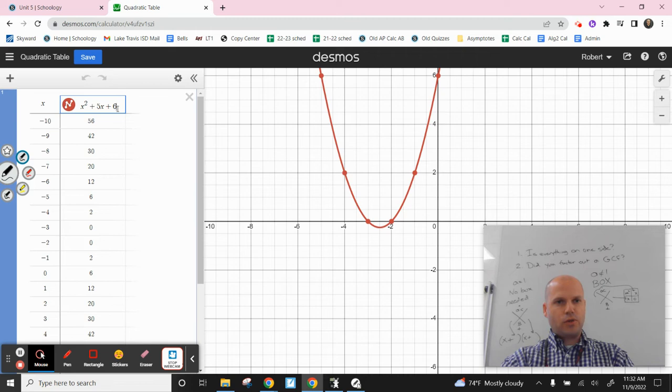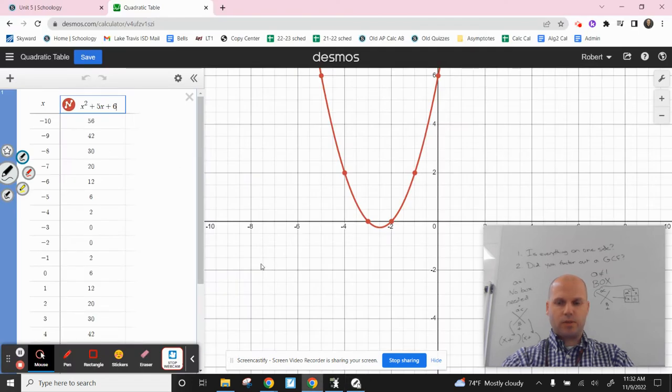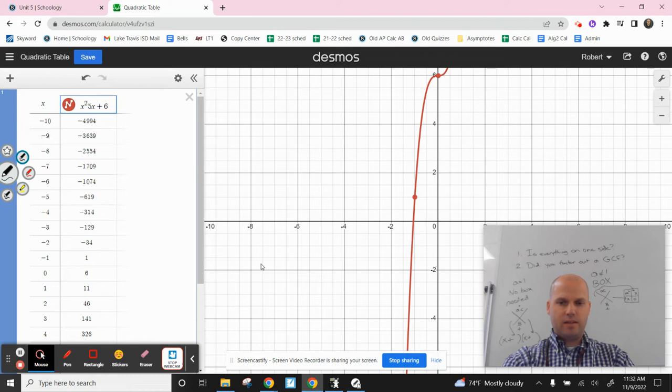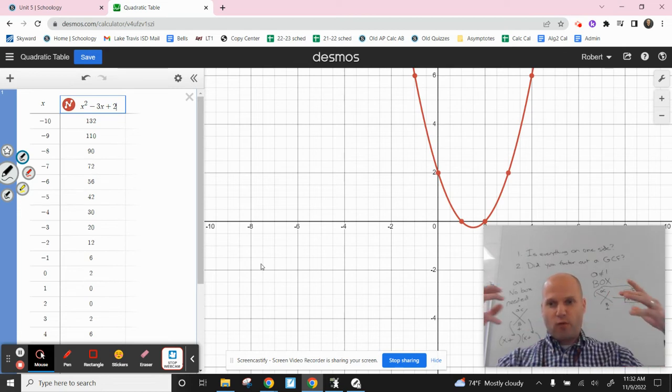So my students will be able to just type in, looking on their test, x squared minus 3x plus 2. Don't delete the whole thing or else you're not going to be able to type it in. We are looking for when y equals 0, when our equation equals 0.